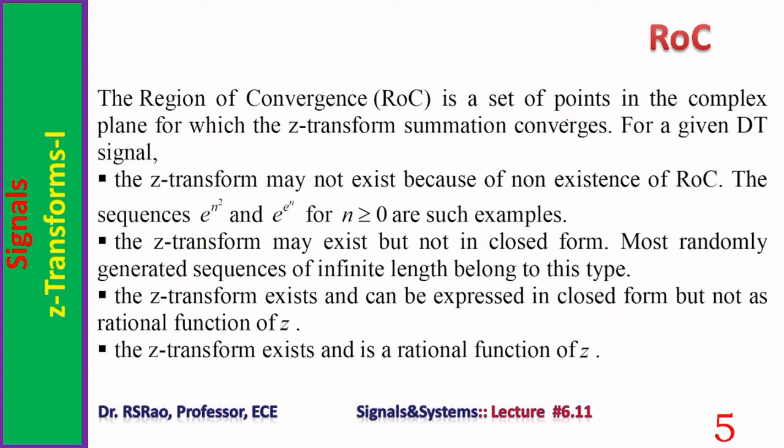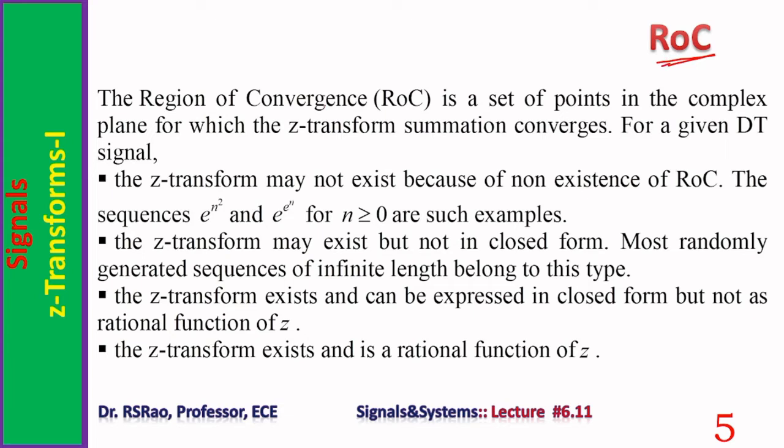The point is, not all sequences can have Z transforms. This is one aspect. Another aspect is that transforms do not exist for all values of z. This is the second point. Region of convergence is related to the second point. It consists of the values of z for which the transform exists. Those values, when plotted on the Z plane, form a region. That region is called the region of convergence.